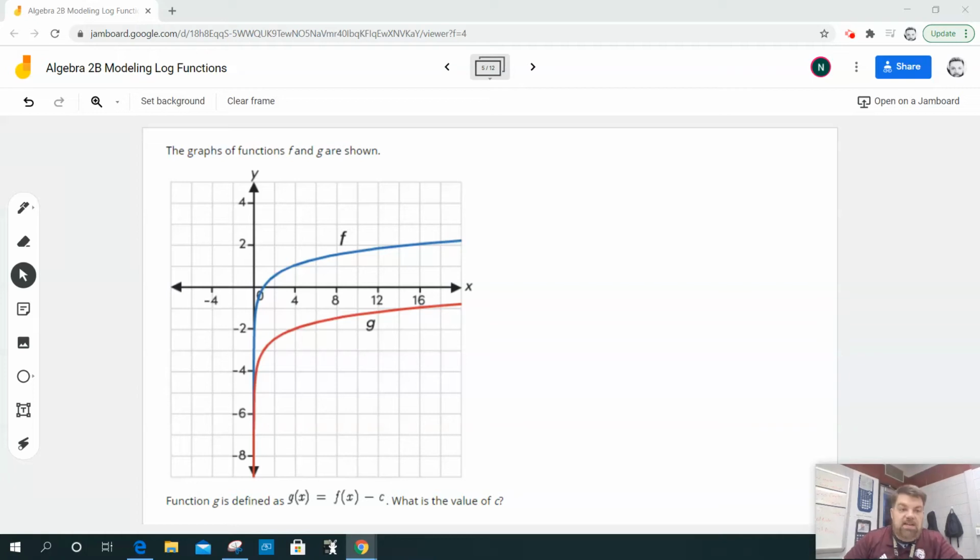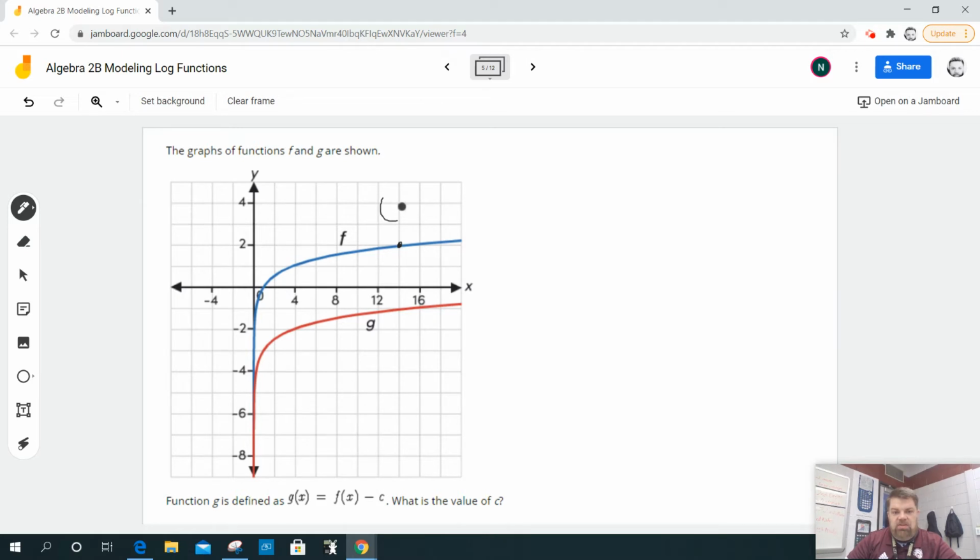So this one, it says that the graphs of functions f and g are shown. The function g is defined as g of x equals f of x minus c. What's the value of c? So as I look at this, I see that g is shifted down vertically. So I just need to find a point. Like this looks like a good point right here, right?